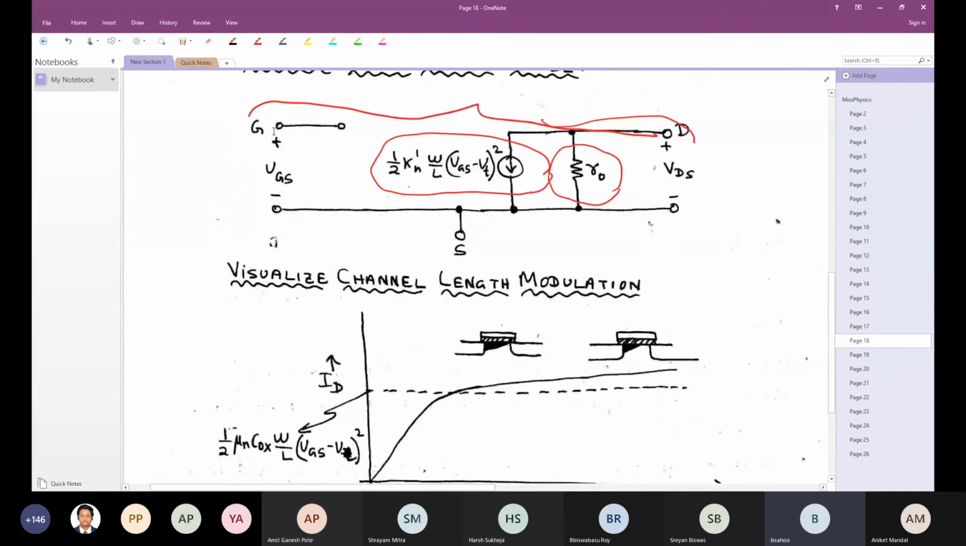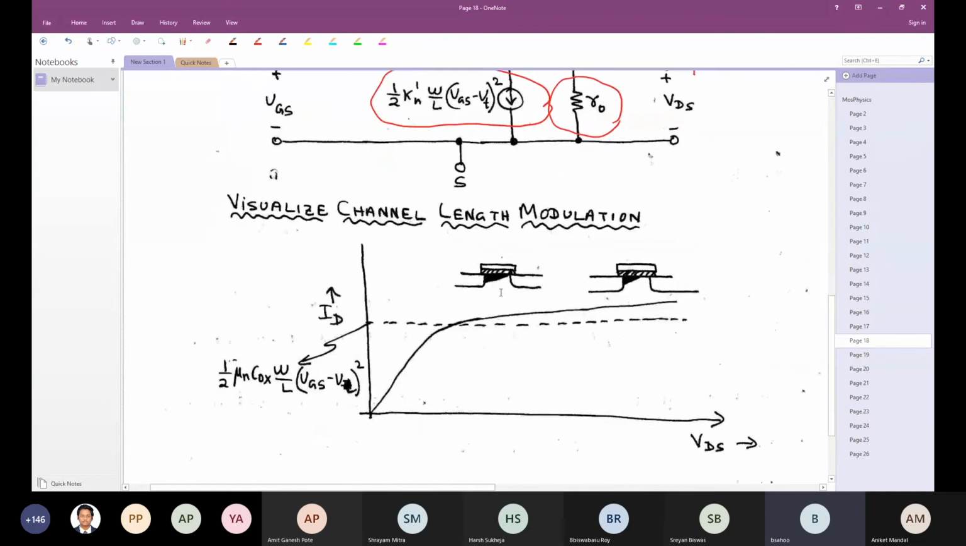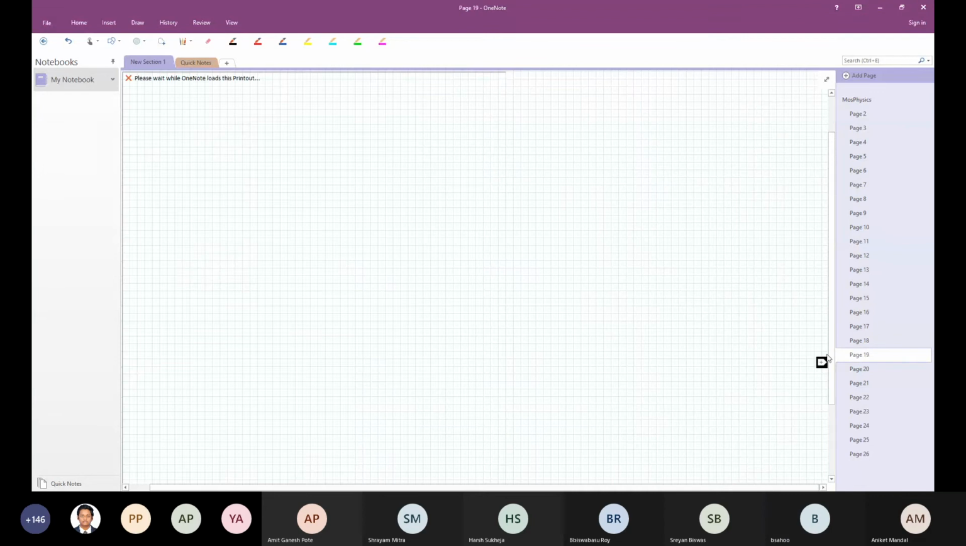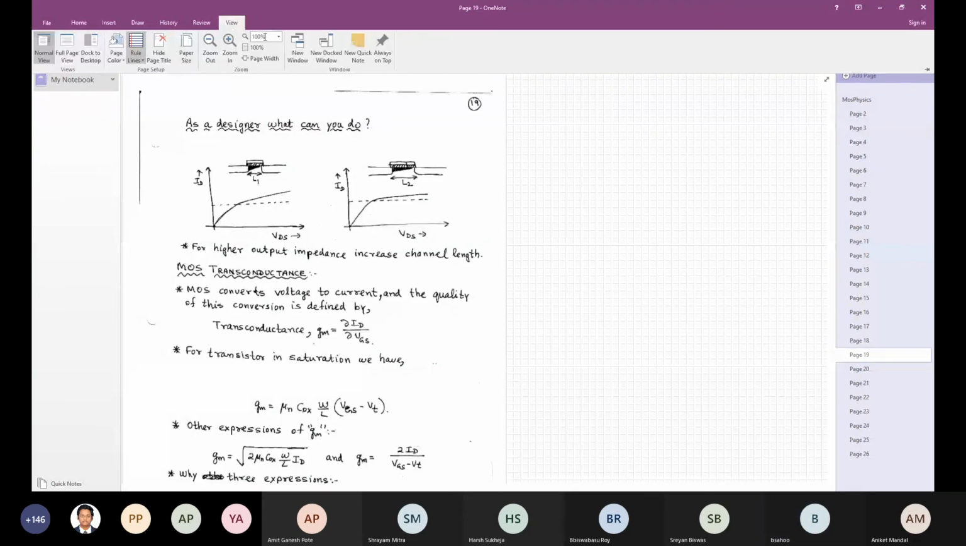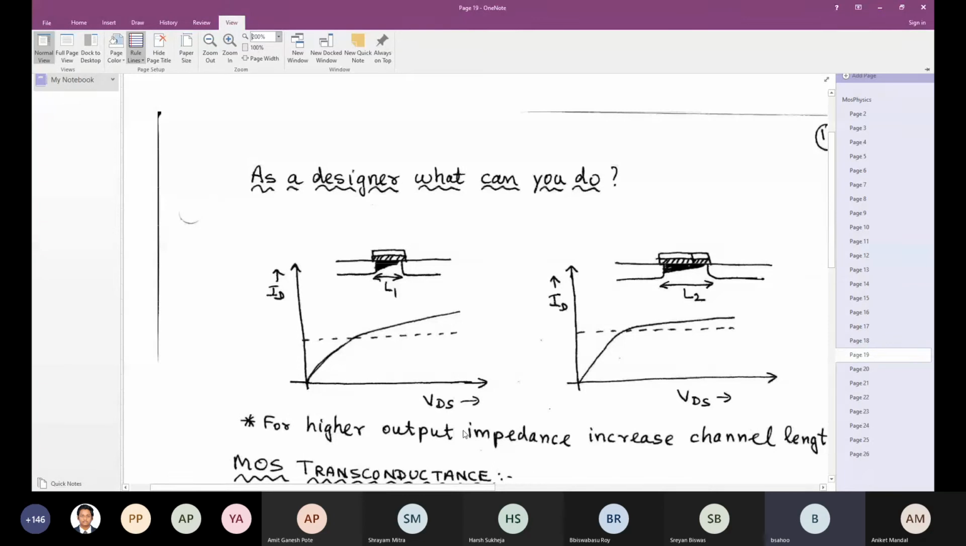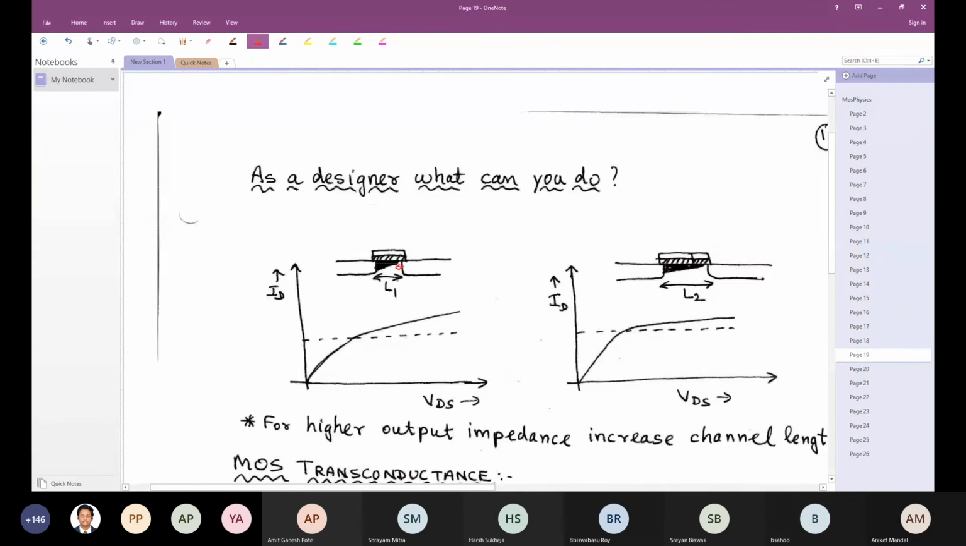Now let's try to visualize channel length modulation. You can see that at this point the pinch off is happening close to the drain. As VDS keeps on increasing, the pinch off point keeps on moving over here. Now one important thing that I want you to remember here is that the amount by which this moves is a function of VDS.